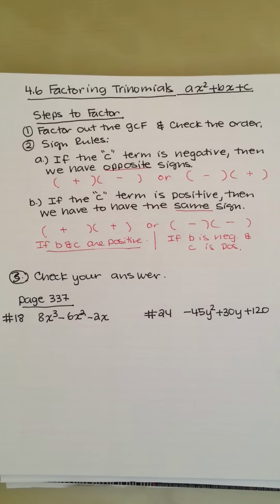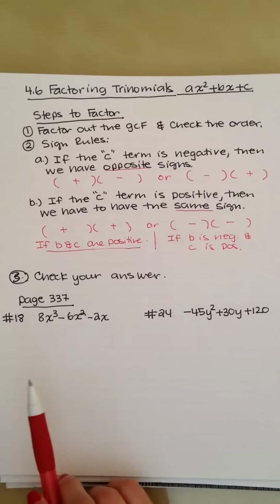Okay, so let's take a look at number 18 first. This is on page 337 in your text, and it's number 18 and number 24. So let's start with number 18 first. We want to make sure that our trinomial is in order. Your exponents should be in descending order, which in this case they are.